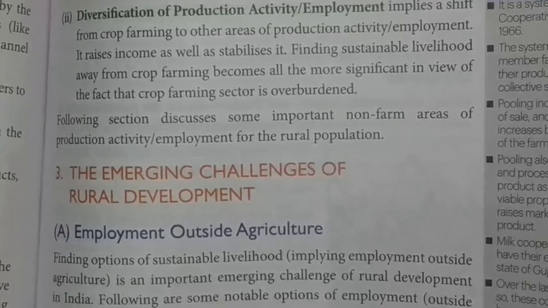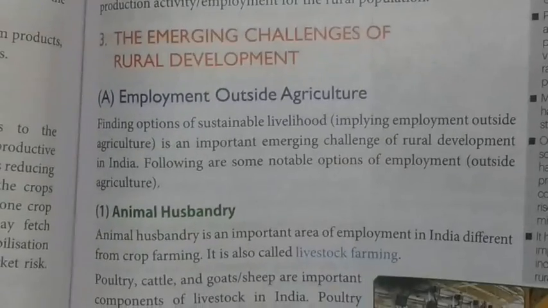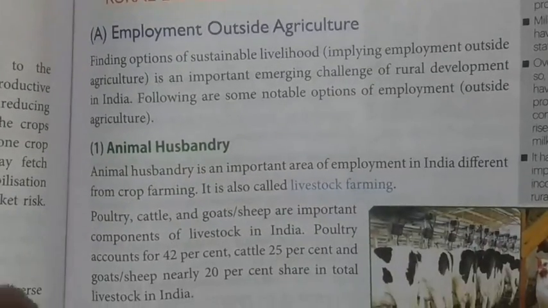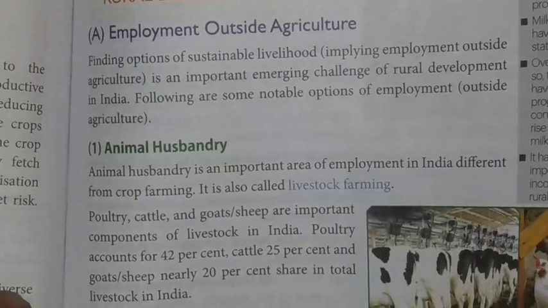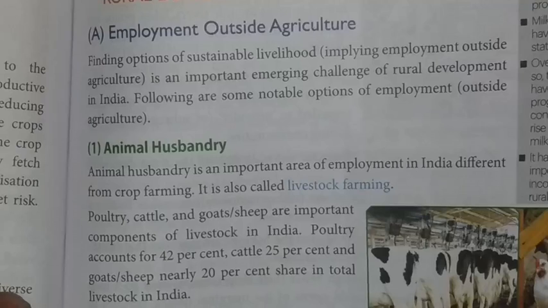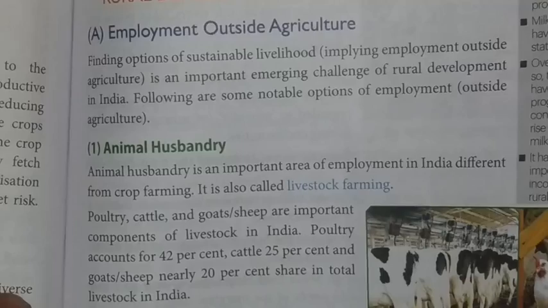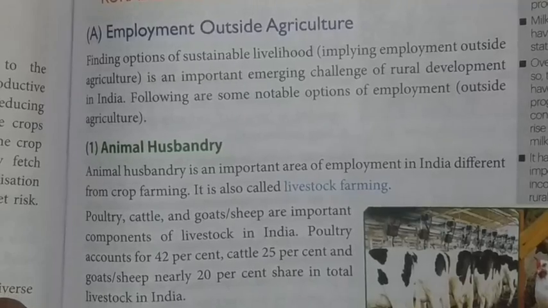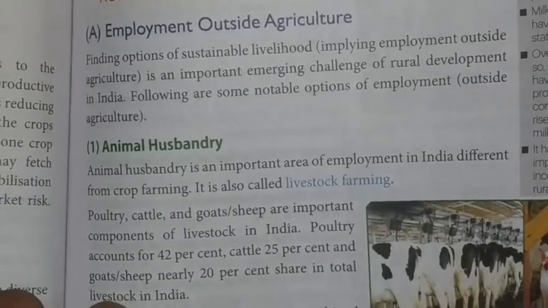What are the other sectors we have? Just like animal husbandry, the livestock farming, the poultry, the cattle, goat, sheep. These are the important components of livestock in India. Poultry accounts for 42%, cattle 25%, and goat, sheep nearly 20% share in total livestock in India. So we can go with that.